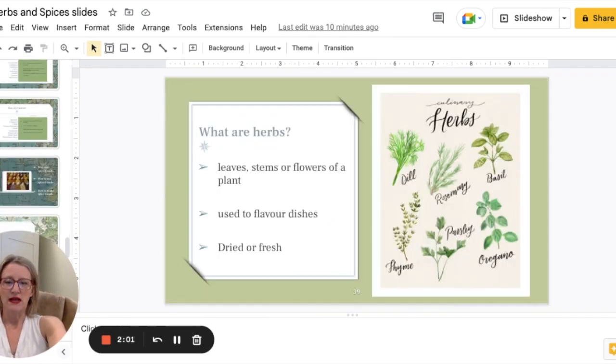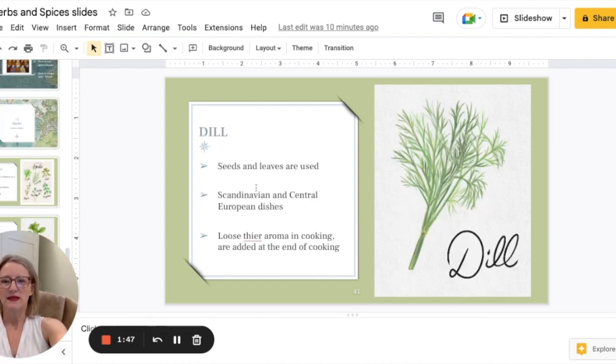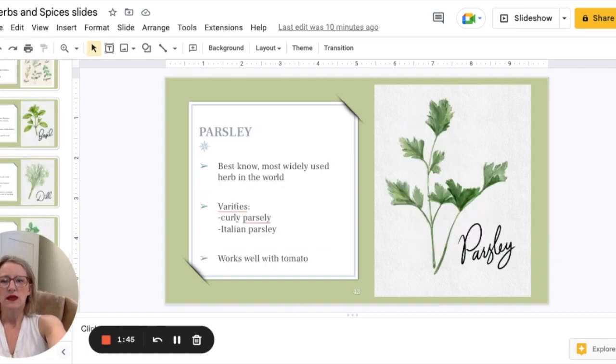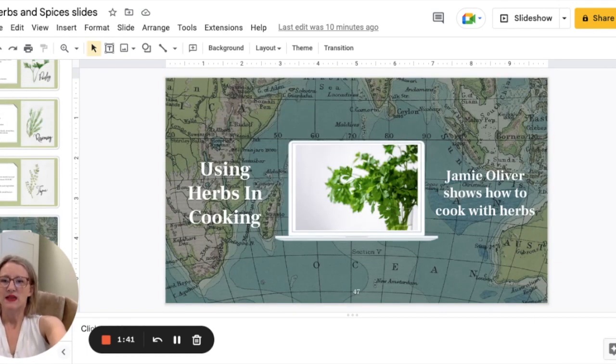And we've got herbs, our last section, section number 4. What are herbs? And then going through some popular herbs here. So information on the left side, picture on the right. We've got basil, dill, oregano, parsley, rosemary, thyme, and then a video.